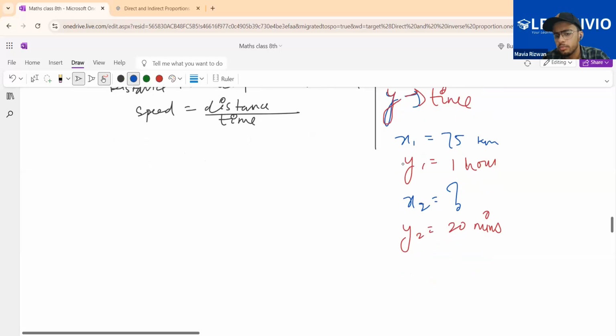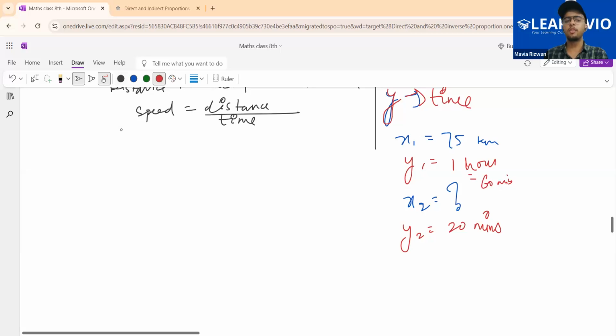So basically, they are asking what is x2. Okay. Now again, first we have to convert the units in the same one. So here it is 75 kilometers. Here we don't know. So leave it as it is. We have to convert hours in minutes. Okay. So how do we convert hours into minutes? Can anyone of you tell me? Yes, Khadijah, can you tell me? We multiply by 60. So y is equal to 1 into 60, that is 60 minutes.